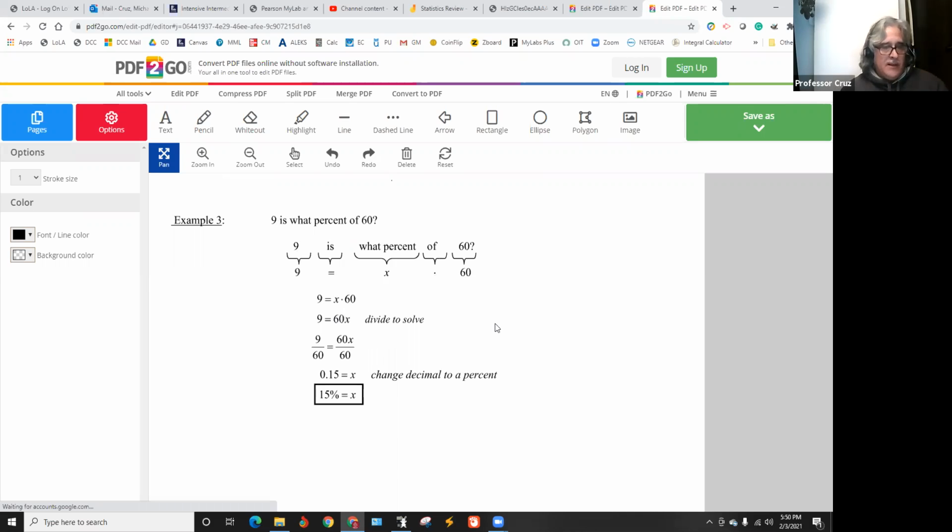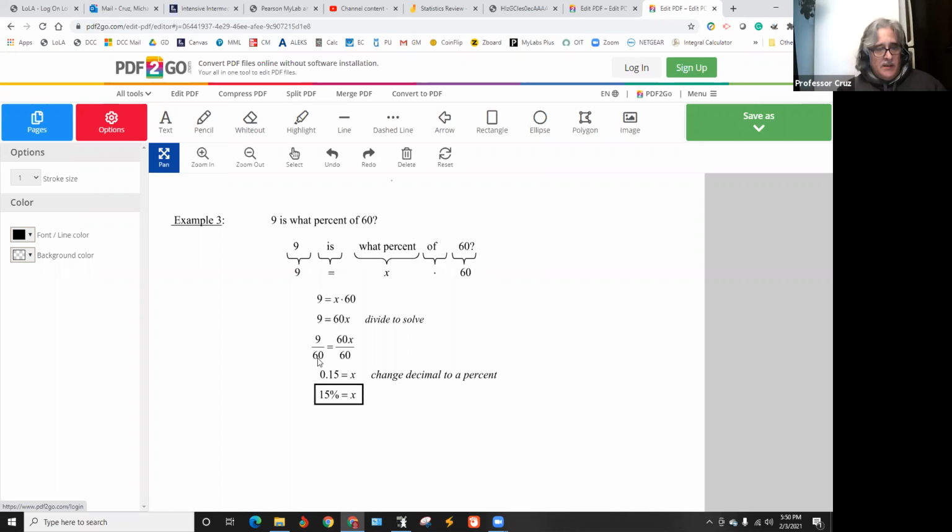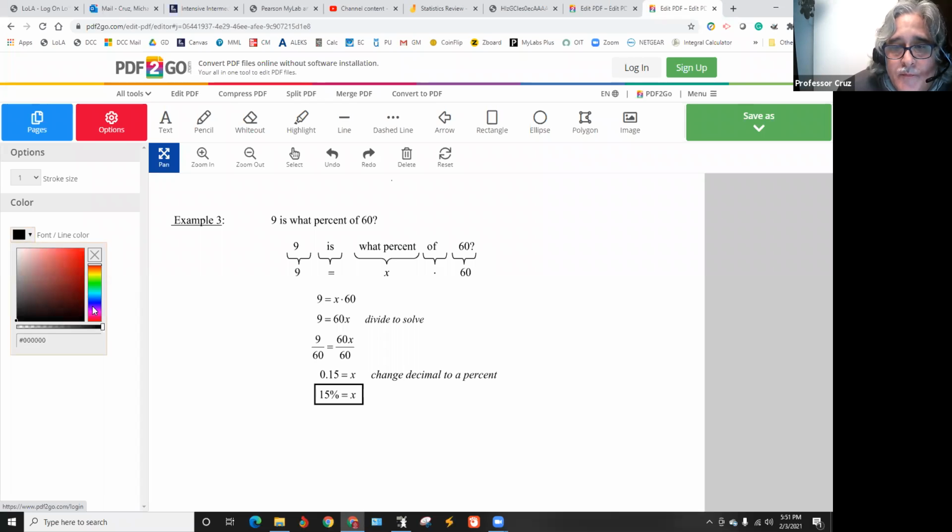It means the same thing because that just means x times 60, which is the same thing as 60 times x. So when we divide both sides by 60, the 9 divided by 60 gives us the 0.15. Now, it wants percent, so we got to go 2 back the other way, 1, 2, and that's how we get 15%. All right, any questions about it?